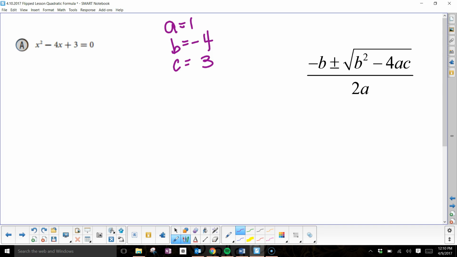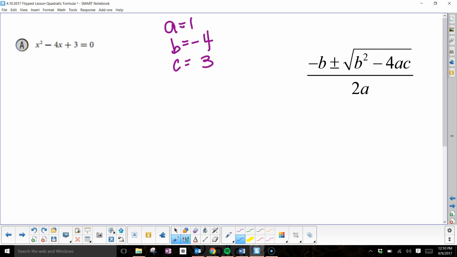In order to use the quadratic formula, your equation must be in standard form only. If it is not in standard form, then you cannot use the quadratic formula. So let's go ahead and work through this problem.